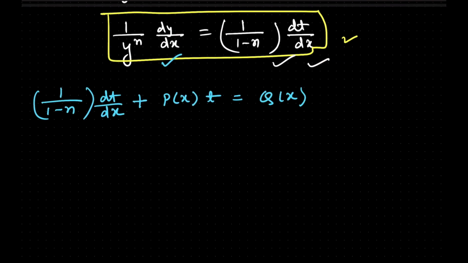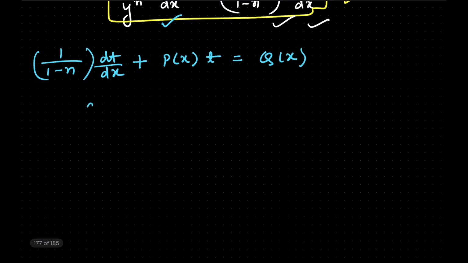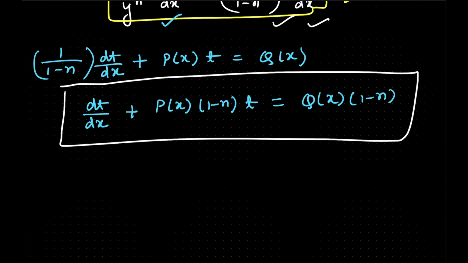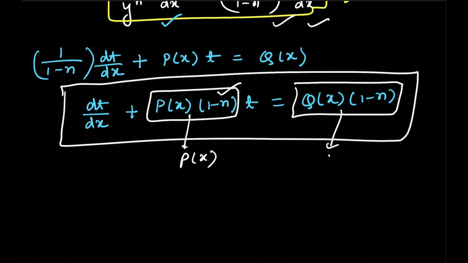Now we will multiply the entire equation by 1 minus n. So you will get dt by dx plus p(x) into 1 minus n into t is equal to q(x) into 1 minus n. Now this is our final form of the Leibniz differential equation, where our p(x) term has changed a little bit. This is our new p(x) term, which is a function of x, and this new factor has come here. This is our new q(x) term. This is also a function of x only.